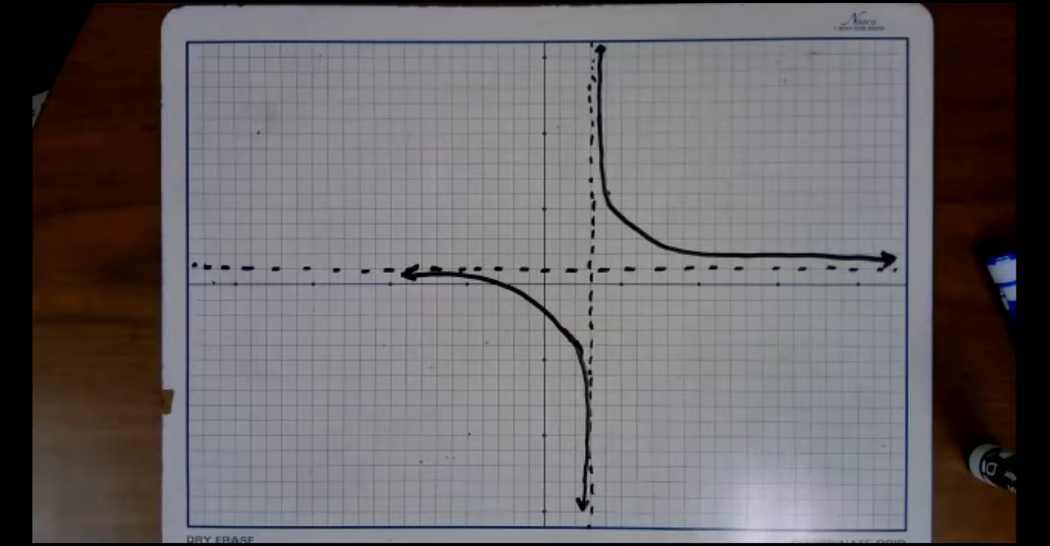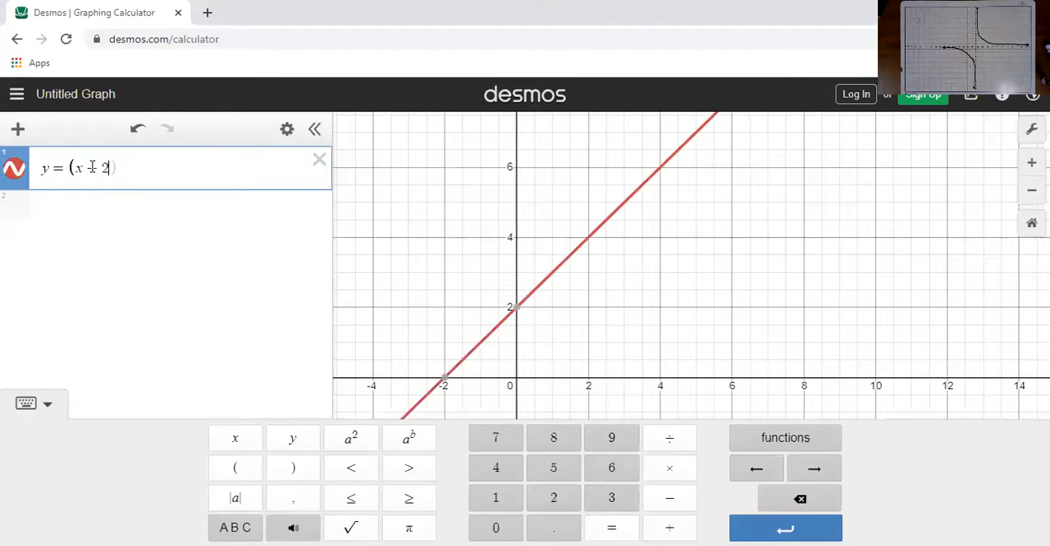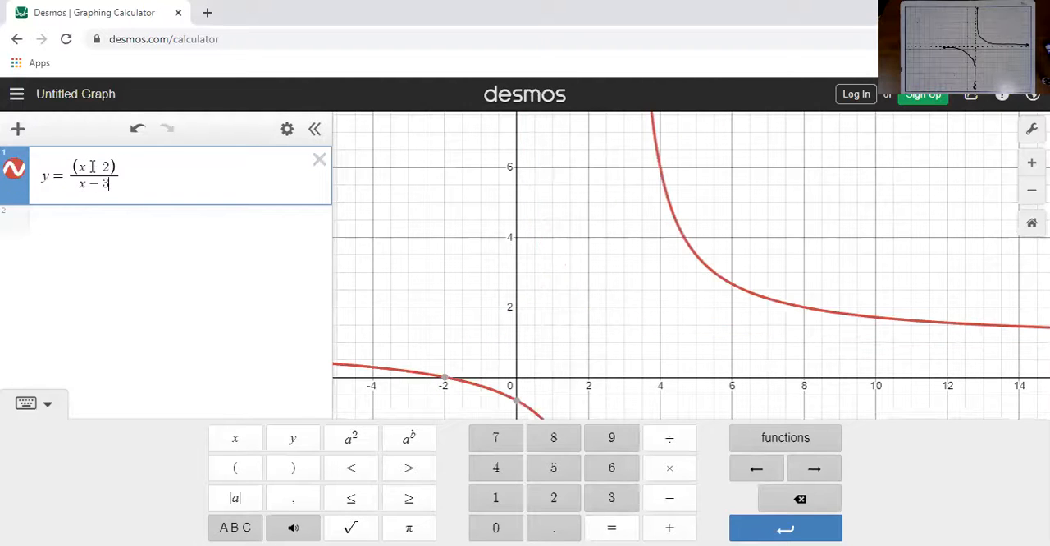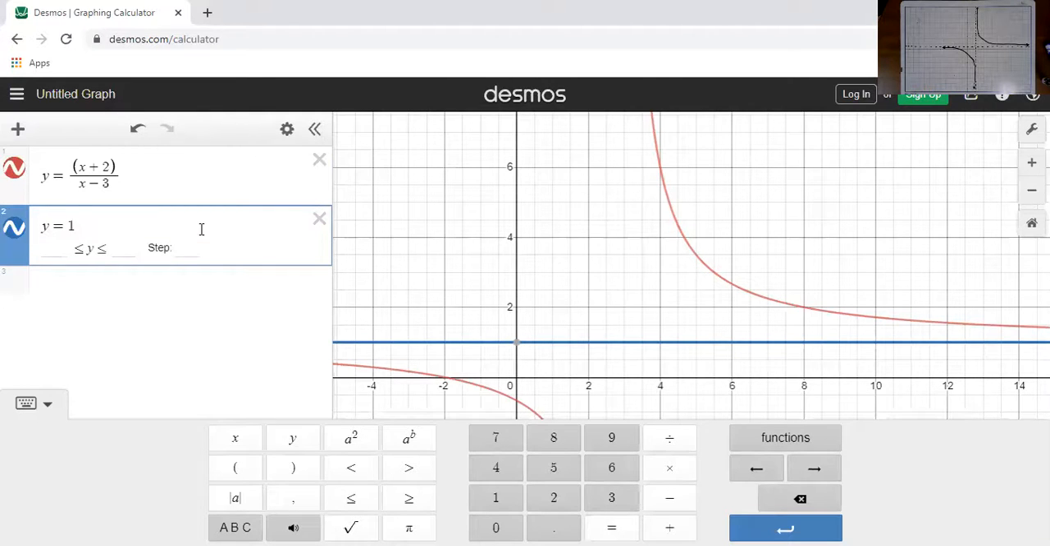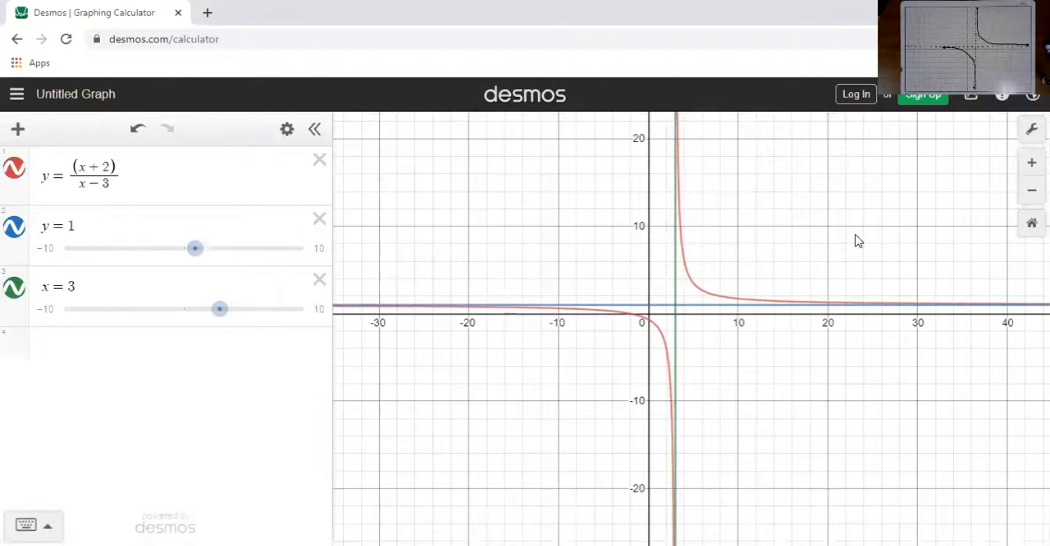Share screen, Desmos. So we started with x plus 2 over x minus 3. Let's see, we should have a horizontal asymptote at y equals 1 and a vertical asymptote at x equals 3. Looks great. So we were able to rewrite it into a form that we could transform, and then graph it.